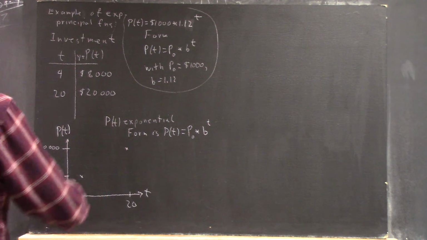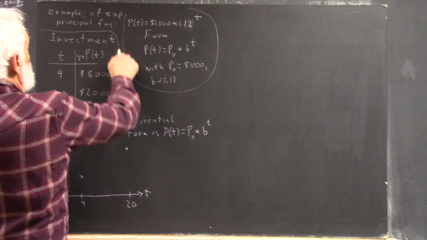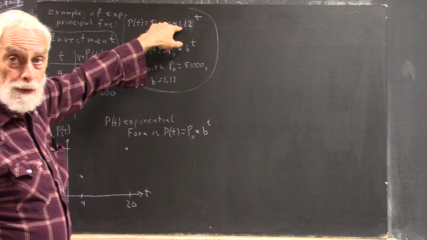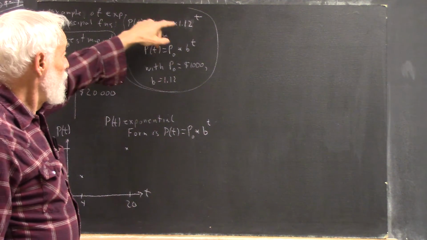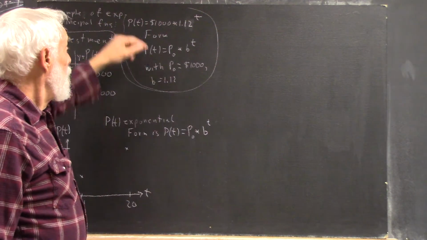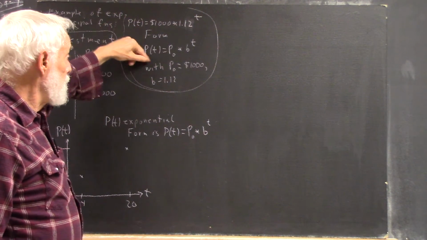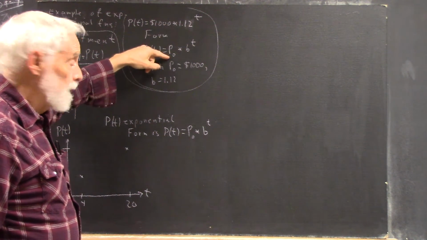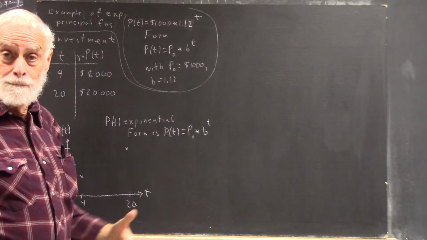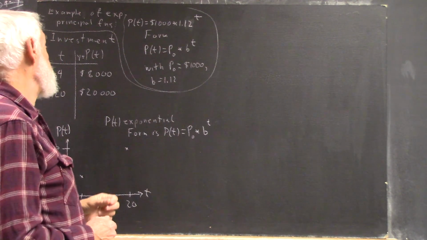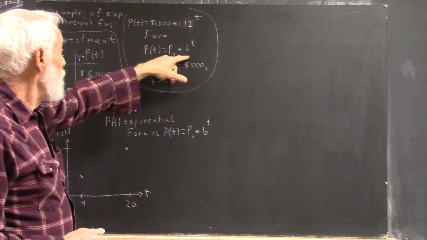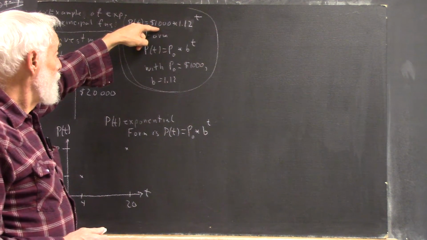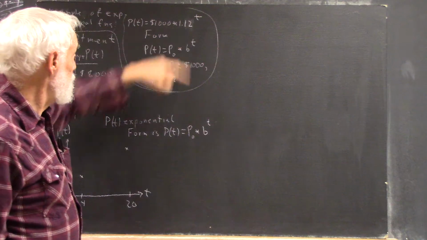Okay. We've seen we have exponential principal functions. The one we developed in class, the first one, was this one: $1,000 times 1.12 to the t. The form of this function is P of t equals P naught times b to the t, where P naught is understood to be P of 0. It's of that form if P naught equals $1,000 and b equals 1.12.